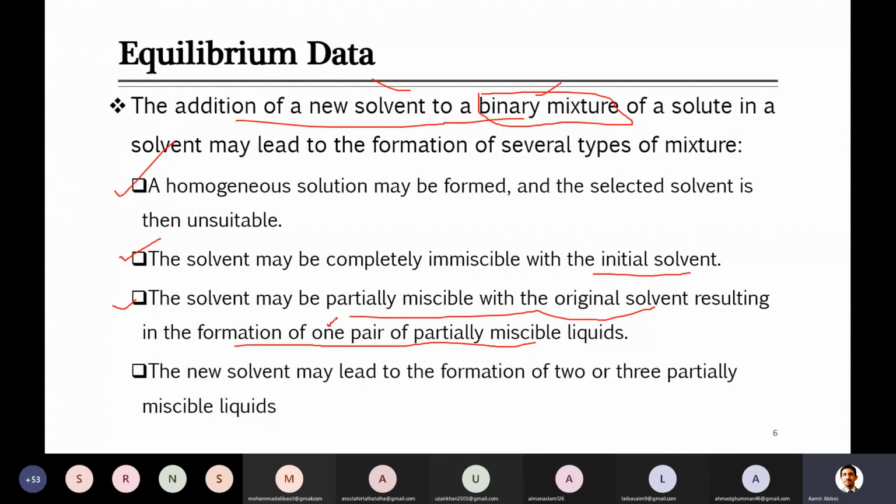And the fourth case which can arise is a totally new case: the new solvent may lead to the formation of 2 or 3 partially miscible liquids. When you introduce your new solvent, this can lead to 2 or 3 partially miscible liquids, and this will happen especially when some reactions take place, because in the above case, as we discussed, there can be the formation of 2 phases, one at the top carrying both solvents, the other at the bottom. But for example, if in between any reaction takes place and anything new is produced, and that also has some affinity with any of these, then there can be more than one layer available inside there.